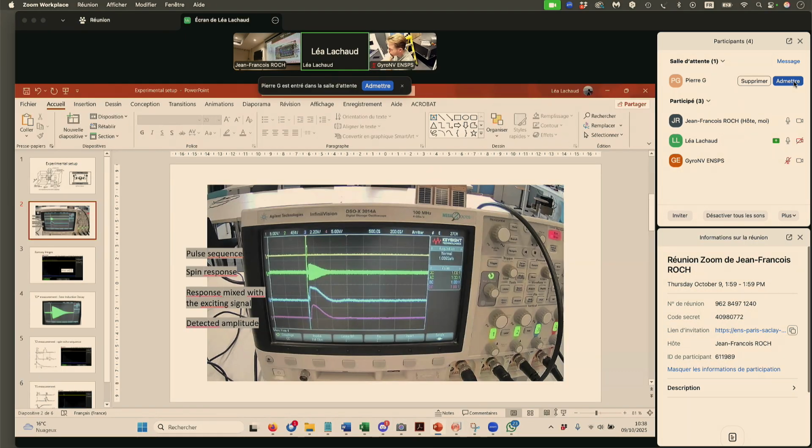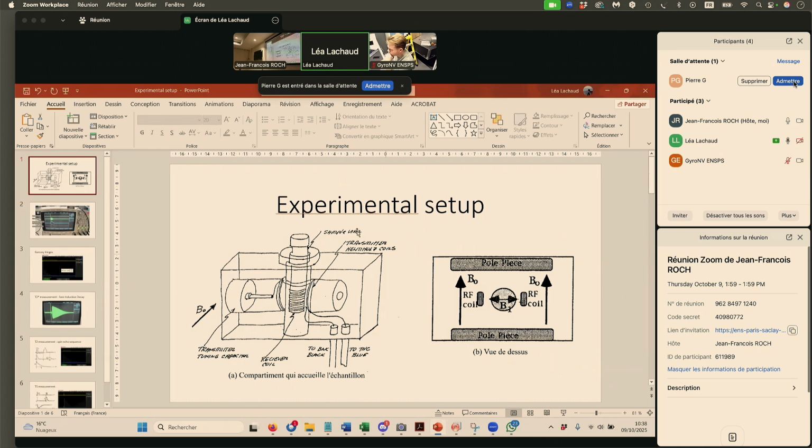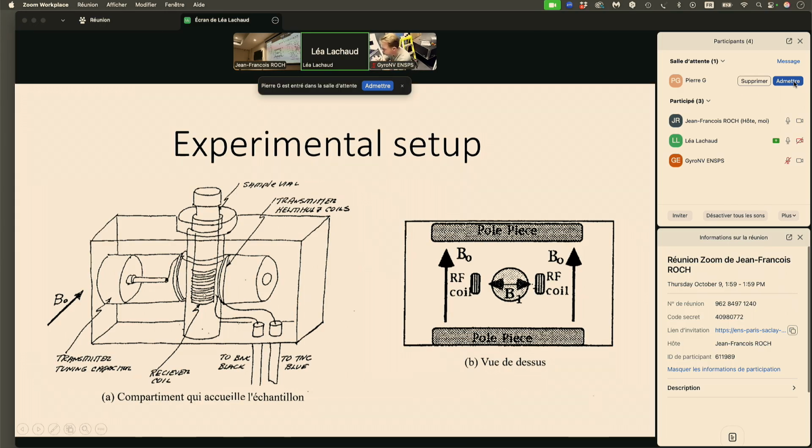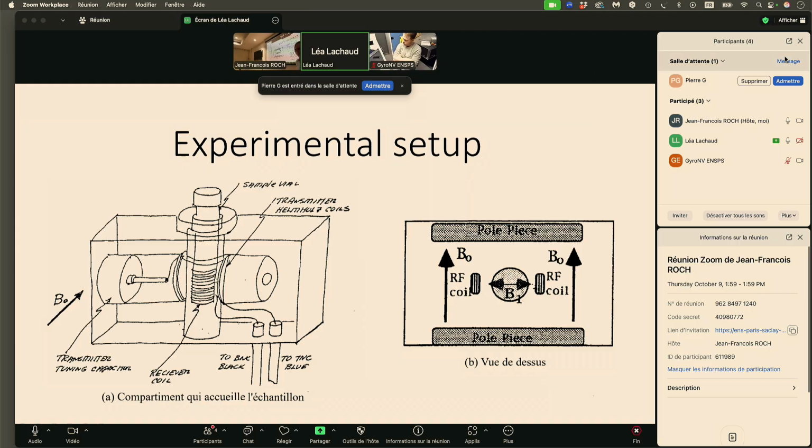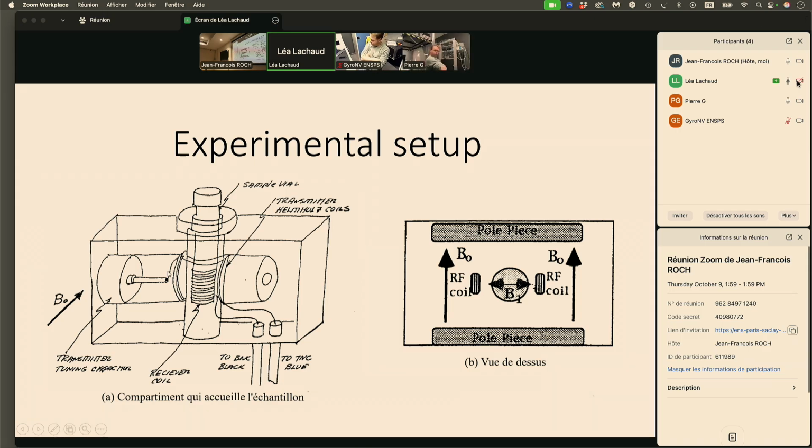How can I do this? Like this. So here you have a schematic of what's inside the box, right? Here is the place where you're going to insert the sample with the liquid inside and the protons. All around it, let's talk first about the exciting coils. On both sides, left and right, here you have the exciting coils. They're going to be the ones generating the transverse oscillating B1 field, right?